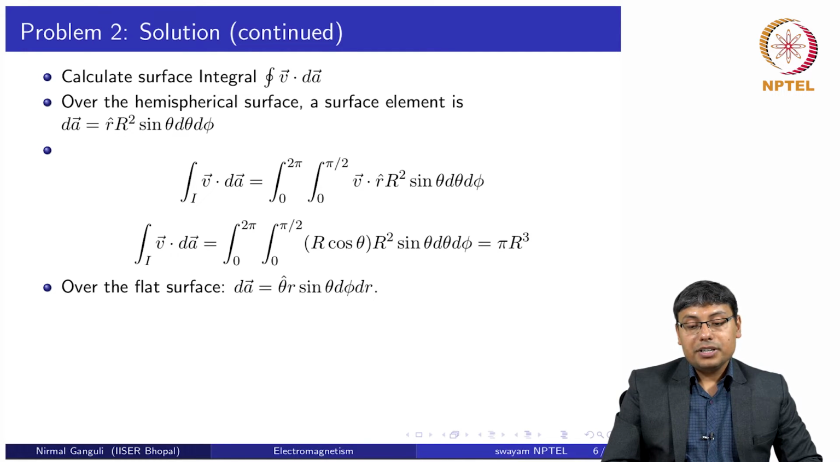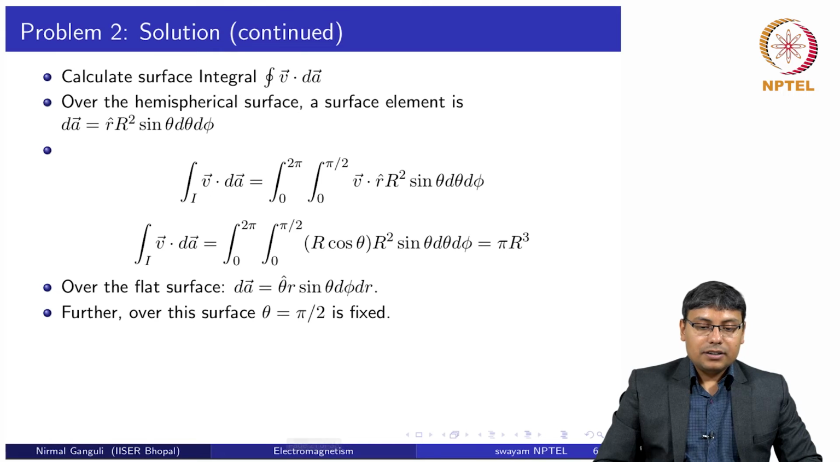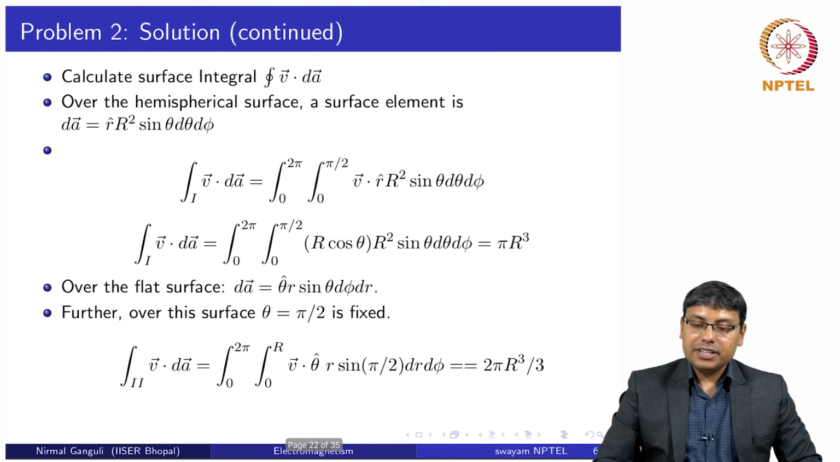Now, remember that small r is a variable in this case that has a range from 0 to capital R, theta is fixed, that is pi by 2, and phi has a range from 0 to 2 pi. So, we will perform this integral over this surface, where theta is pi by 2. So, we have a fixed value of sin theta, that is sin pi by 2.